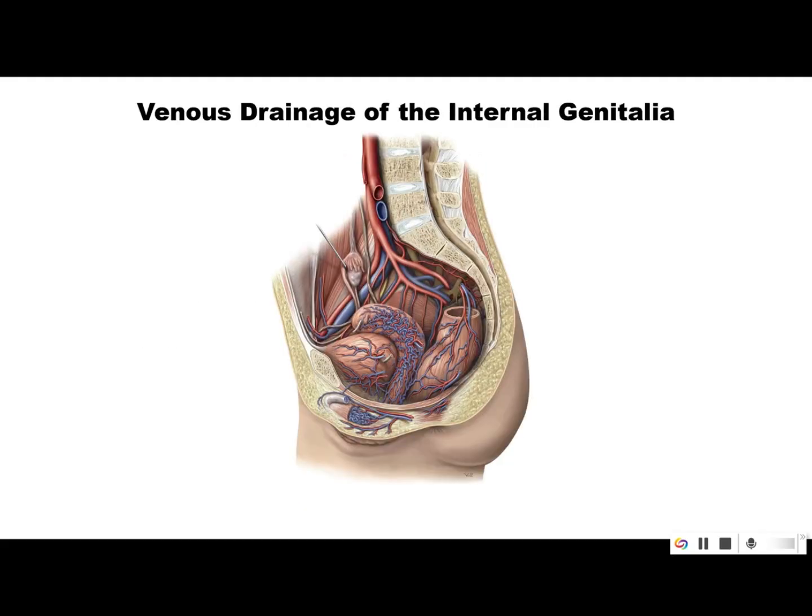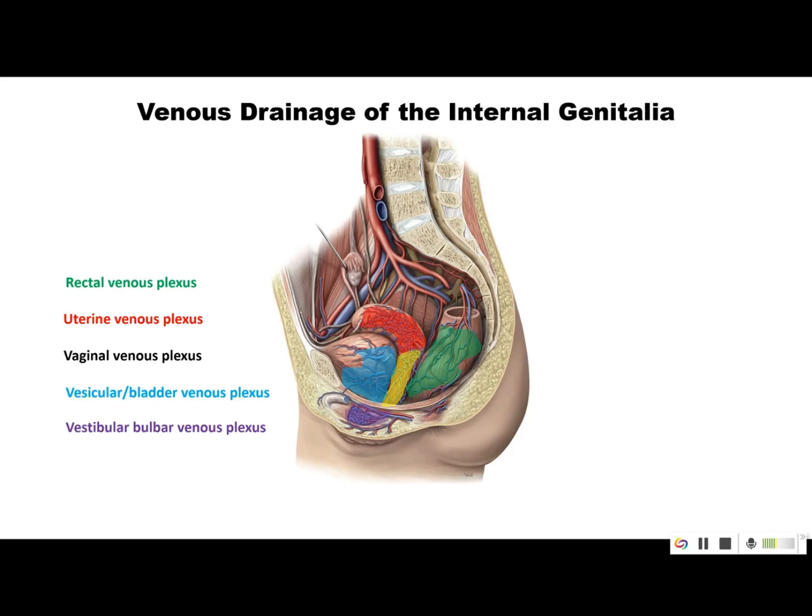Pelvic venous plexuses are formed by interjoining veins surrounding the pelvic viscera. These intercommunicating networks of veins are clinically important. The rectal, uterine, vaginal, vesical or bladder plexus within the lesser pelvis, and the vestibular bulbar plexus in the perineum unite and are drained mainly by tributaries of the internal iliac veins.